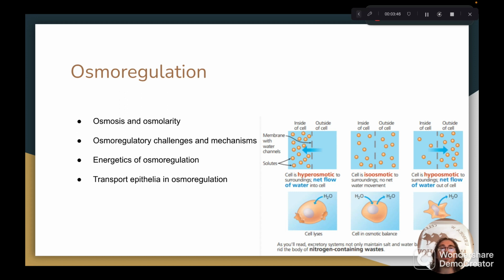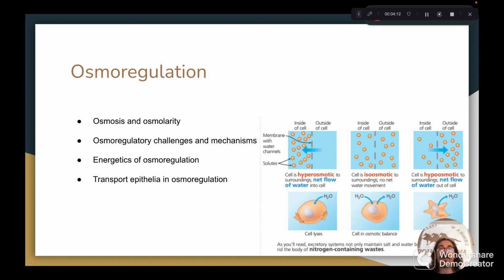Dehydration is even more of an issue for animals that live outside of aqueous environments. Some adaptations that protect terrestrial animals from desiccation are as follows. Body coverings such as skin, shells, and exoskeletons. Some desert animals have a behavioral adaptation. They are nocturnal, which reduces water loss through evaporation because temperatures are lower and humidity is higher at night.